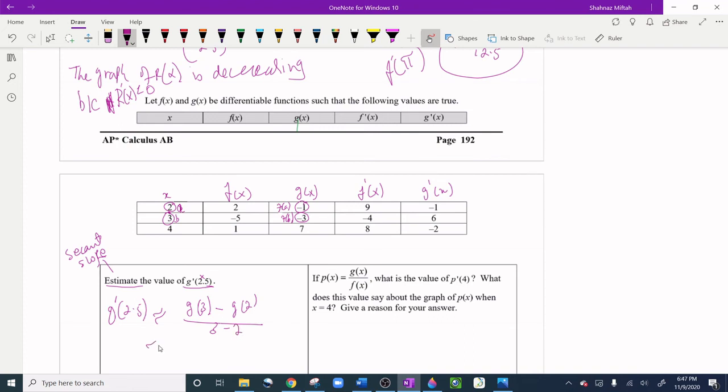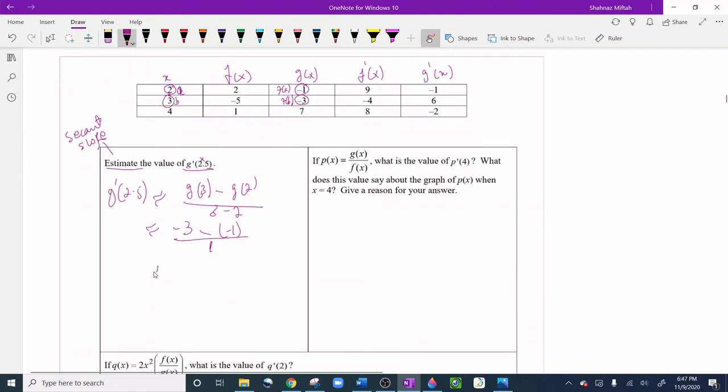It's going to give me approximately g of 3 is -3, and g of 2 is -1. And again, 3 minus 2 is going to give me 1. Now, -3 plus 1 over 1 is going to give me -2. So that's my g prime of 2.5.